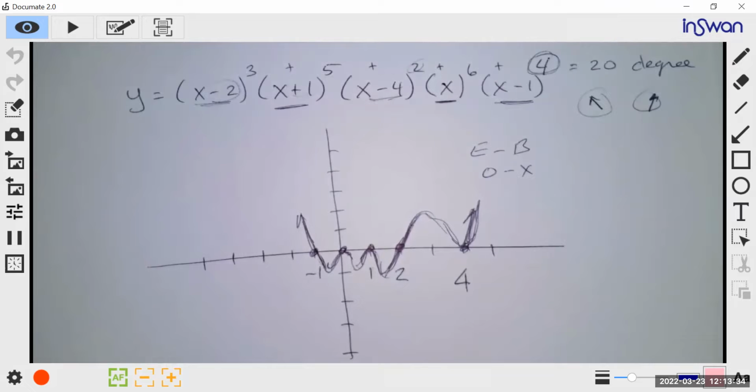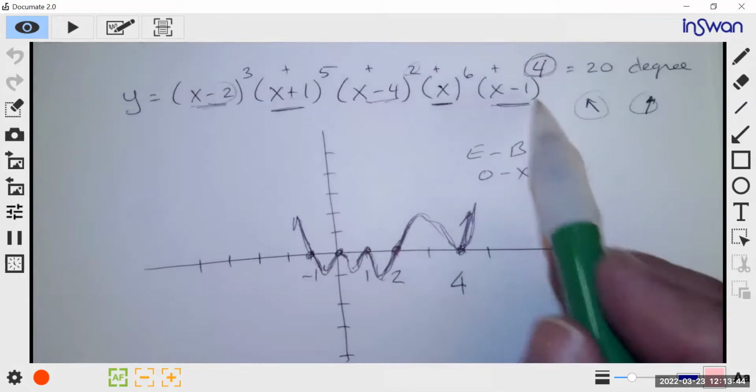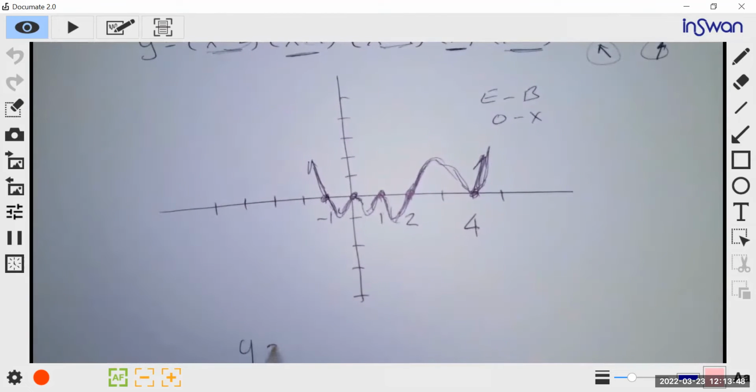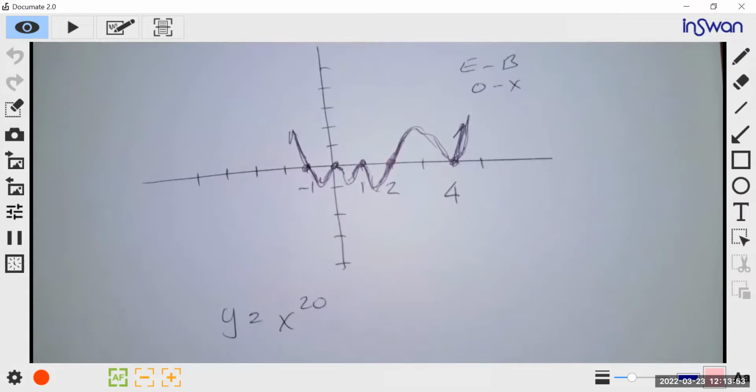Makes a little bit more sense? The hardest part now is going to be factoring it out. For this equation, since the degree is 20, your equation would start off at y equals x to the 20th power. And that's not going to matter much to us. We're going to learn how to do it on Monday and Tuesday and Wednesday. We'll stop there for right now.